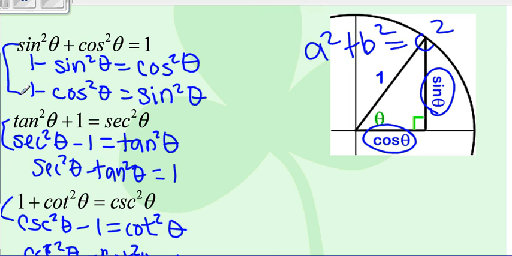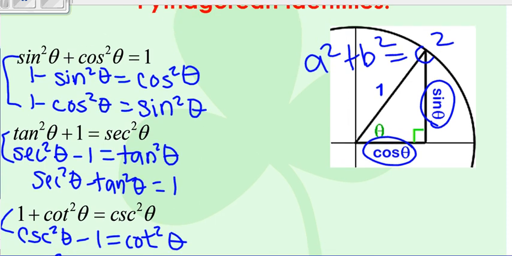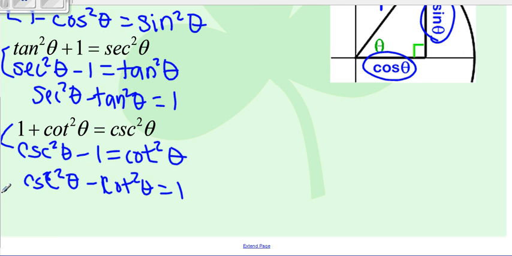Okay, and again, I got those pieces by just subtracting pieces. So on the top one, 1 minus sine squared of theta, I got by subtracting sine squared theta to the other side of the equation to get cosine squared by itself. And that's how I got all of those pieces there. So if you just know the original and you can derive those other pieces, it's extremely helpful to you.